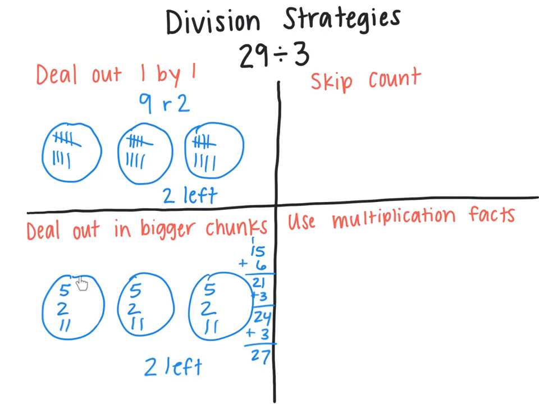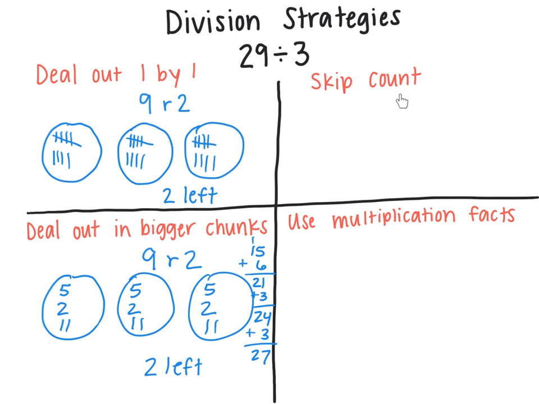And I would have to count how many are in here. So 5 plus 2 is 7. Plus 1 is 8, plus 1 more is 9. So my answer would stay the same as the previous one with 9 remainder 2. But I use a little bit different strategy than I did up here, and I dealt them out in bigger chunks instead of going 1 by 1.